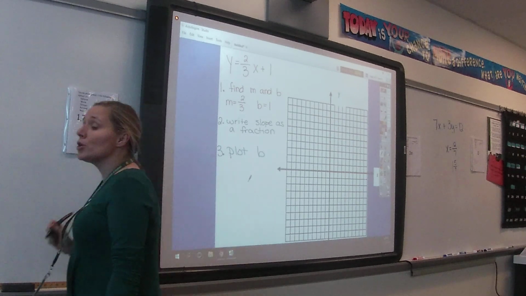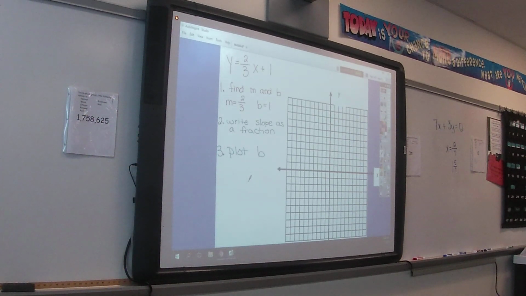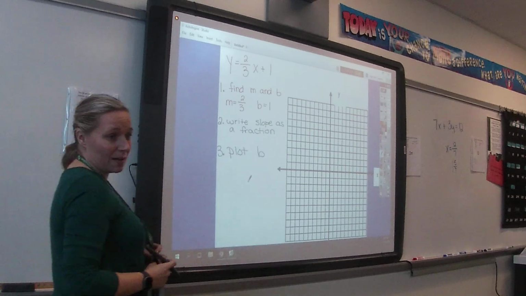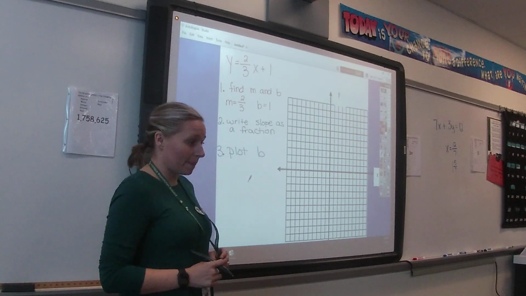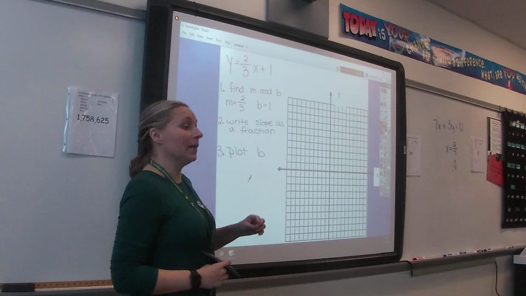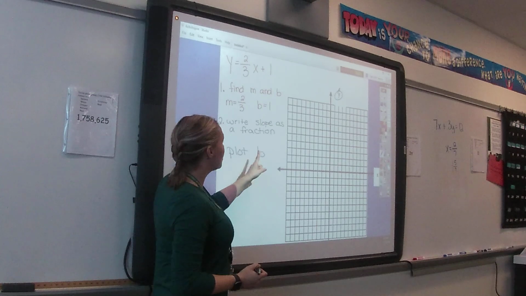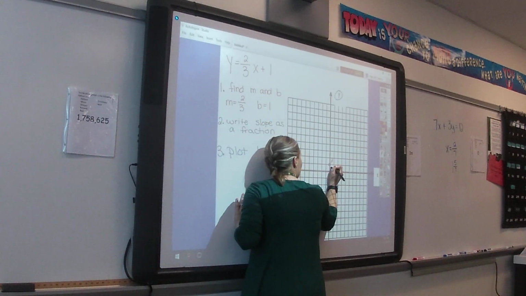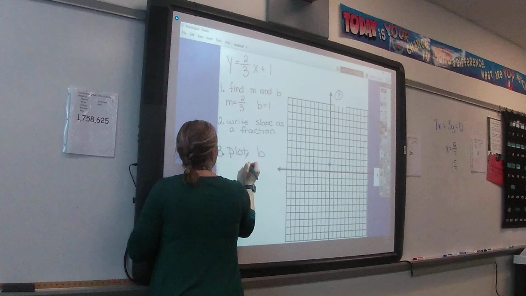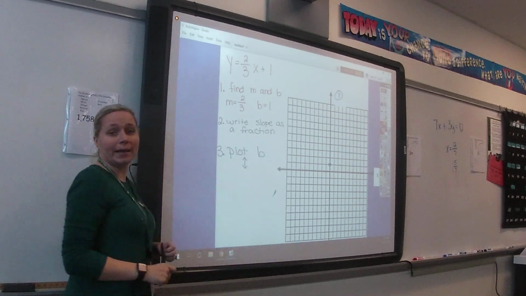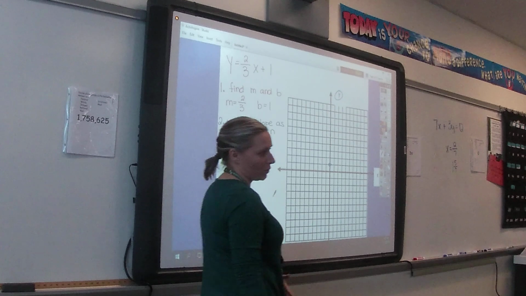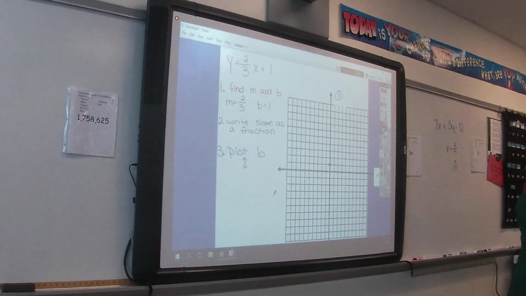Step 3, we are going to plot B. Now, B is our y-intercept. So if it's our y-intercept, how do we plot a y-intercept? Sherry, what did we say? Because this is our y-axis, so we want it to cross the y-axis at 1. So make sure you are plotting on your y-intercept. That is the biggest mistake students make with this one. They accidentally plot it as an x, so it has to be the y-intercept.